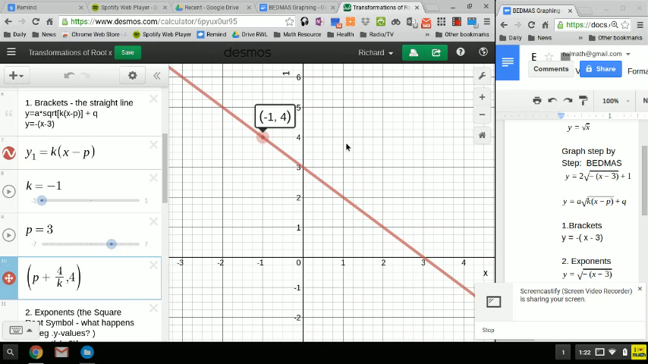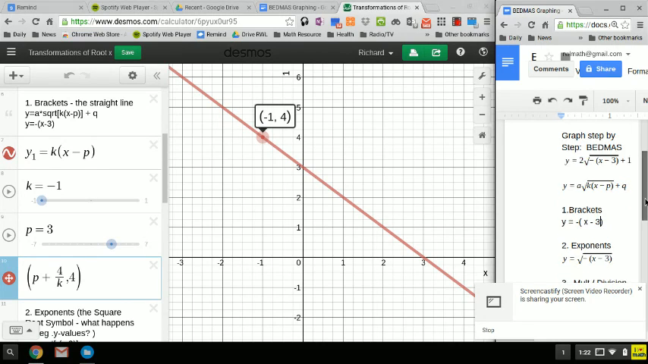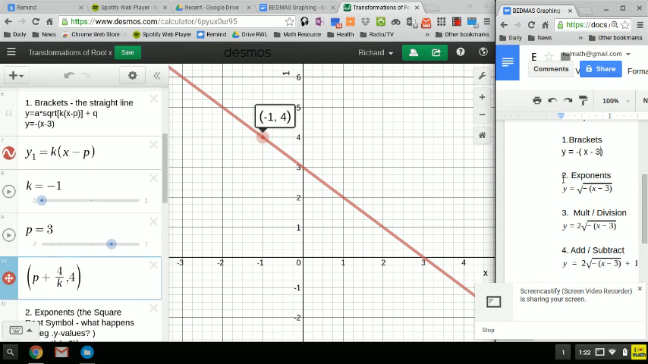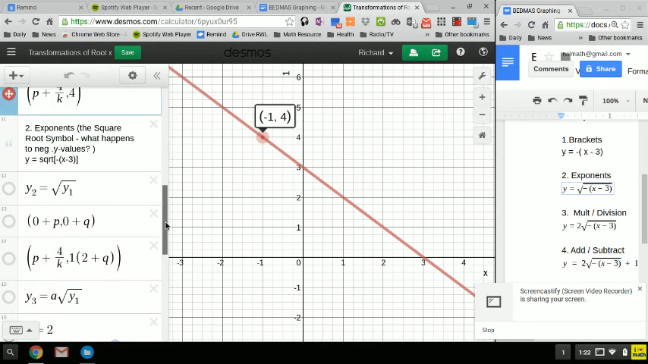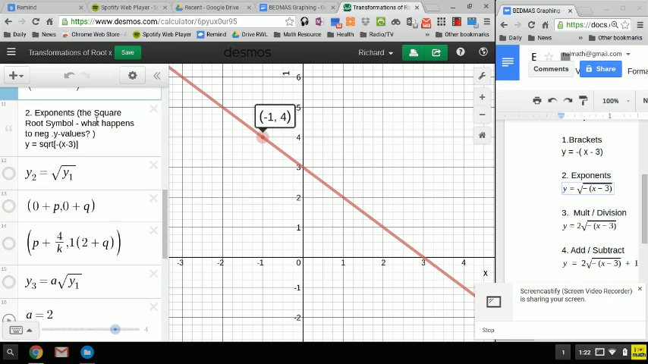So I guess my question is, where will I be able to draw the square root of that? And that is our next step. Our next step, number 2, is to graph the exponents, to apply the exponential relationship to the y values of that straight line. So what I'm going to do now is get the square root of the line negative bracket x minus 3, because square rooting is actually an exponent. I'm going to slide down here, and you can see that it says exponents. So the square root symbol.